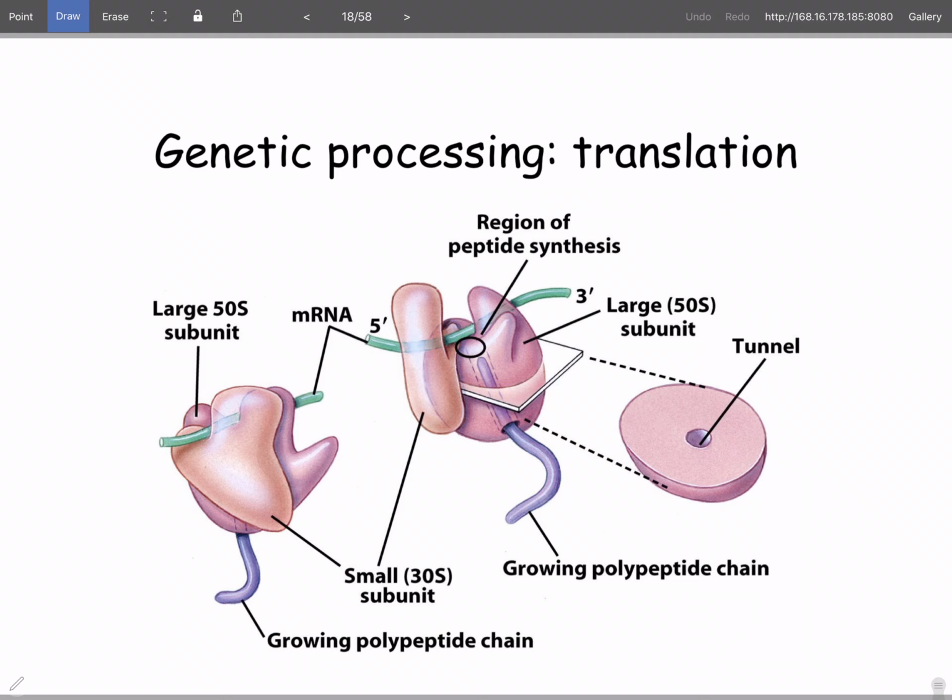No? All right, translation. So when we translate, remember, we're going from RNA to protein. Now, I should mention here that there are a large number of RNAs in the cell that are never translated. Okay? So non-translated RNAs. Can you think of any non-translated RNAs?